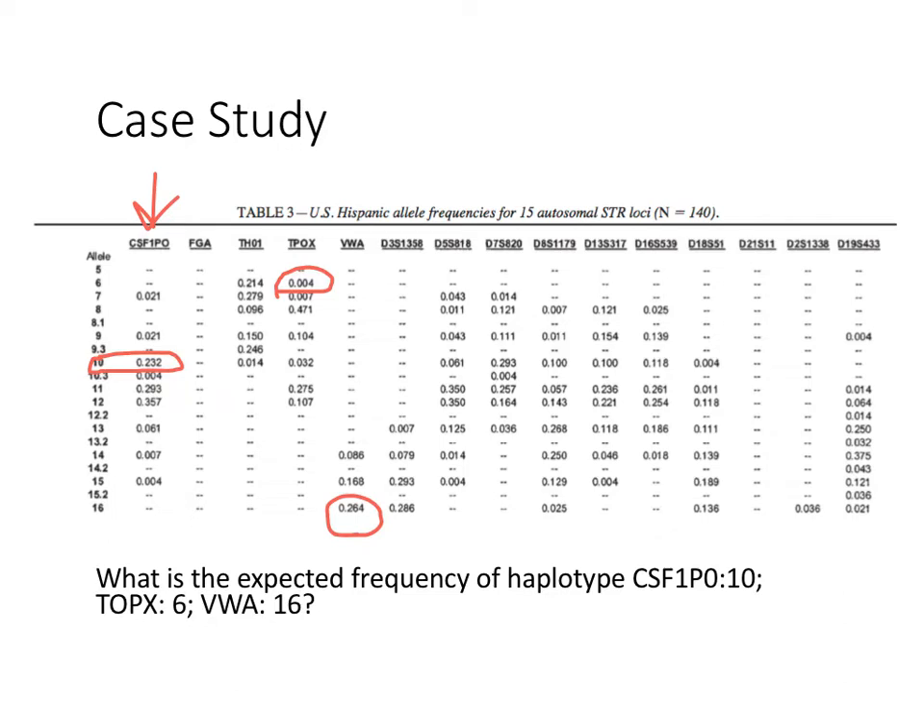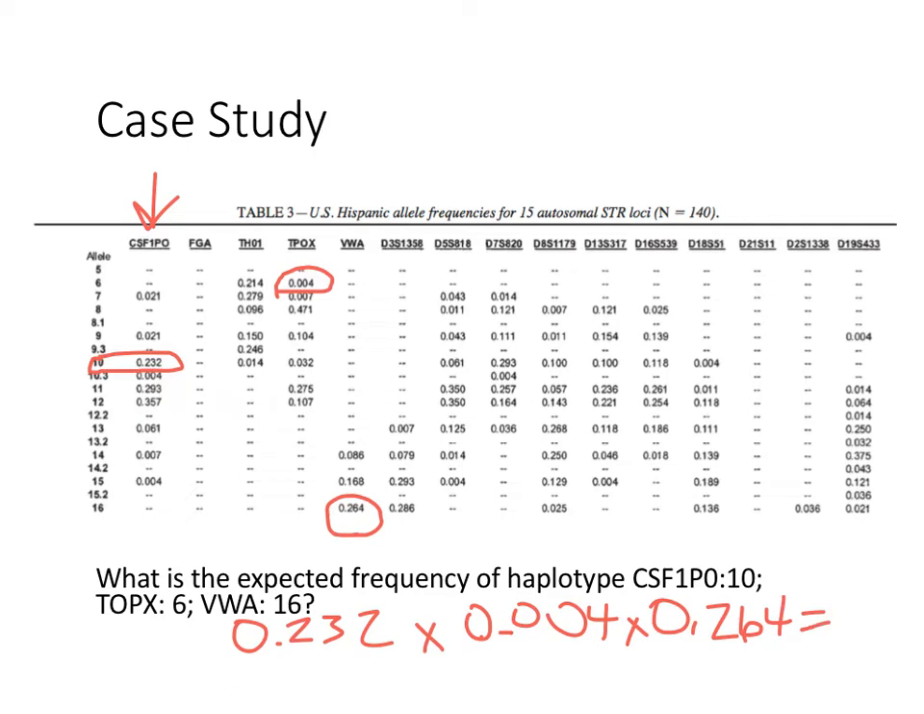Independent frequencies multiply together. So whatever 0.232 times 0.004 times 0.264 is the answer. Is it a really big number or a really small number? Really small. It's a decimal times a decimal times a decimal, so it's going to be a pretty small decimal. What happens if I added a fourth haplotype to that list? It would get even smaller.